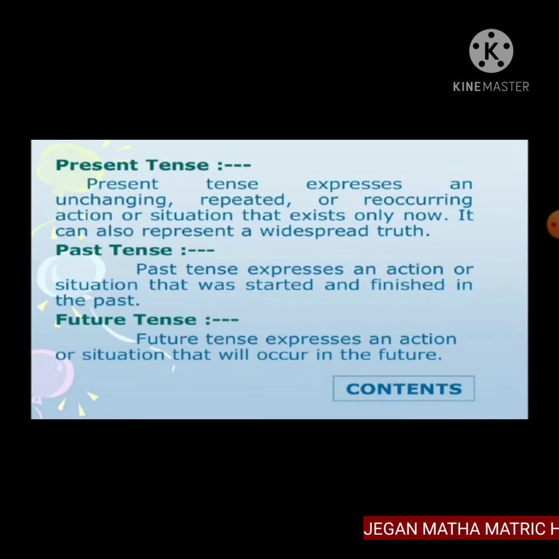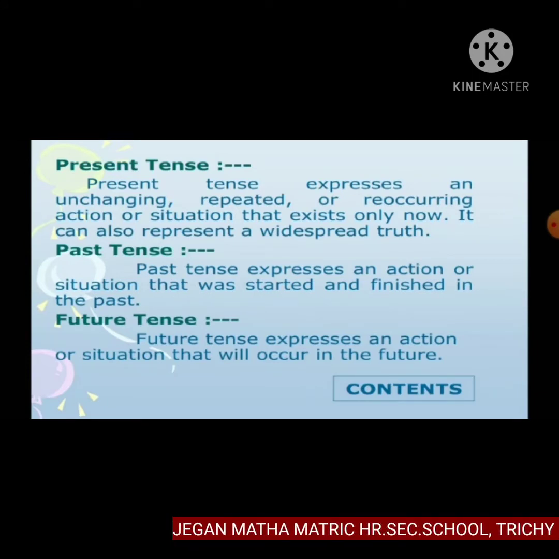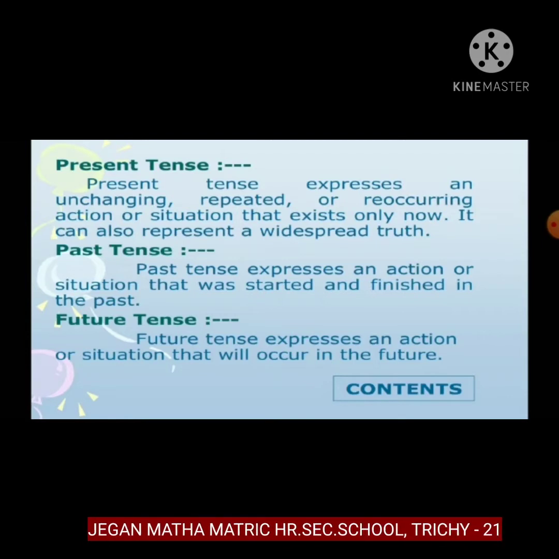Okay, past tense. What is the past tense? Past tense expresses an action or situation that was started and finished in the past. Past action that was finished, that was started. So that is past tense. Future tense. Future tense expresses an action or situation that will occur in the future. Okay, we have to pre-plan what we are going to do. So that is predict you can use. The future tense expresses an action or situation that will occur in the future.